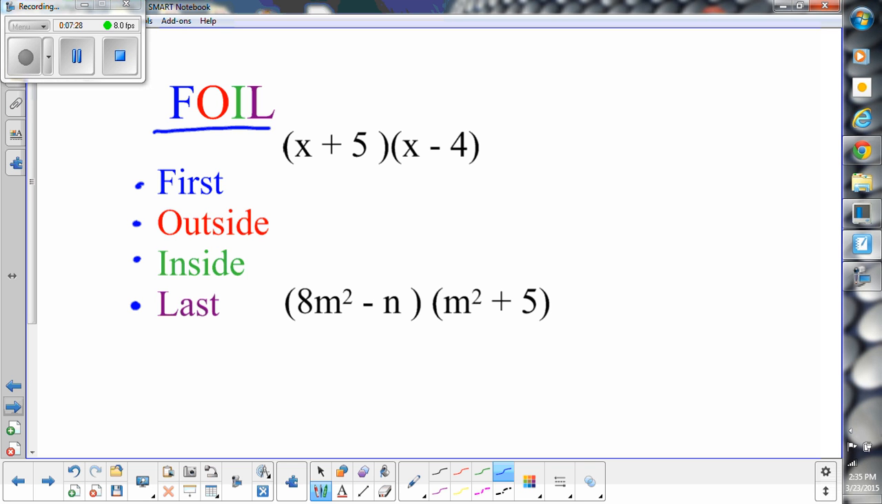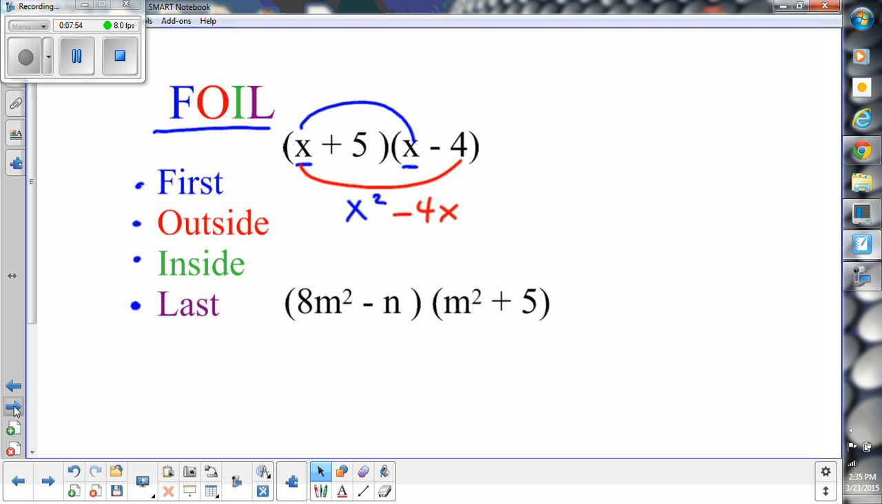So the F in first stands for the first term of each binomial. So that's the x and the x. And we're going to do this. X times x is x squared. The O stands for outside. The outside terms are the x and the negative 4. And we have x times negative 4, which is negative 4x.